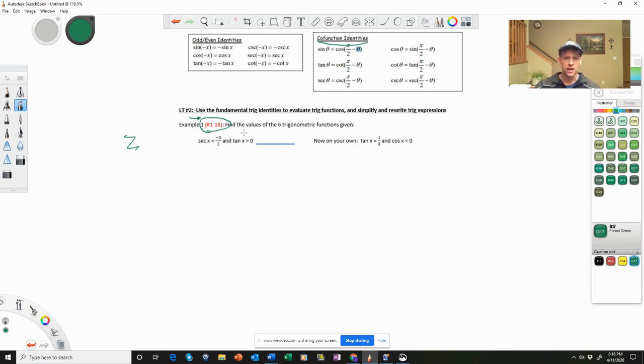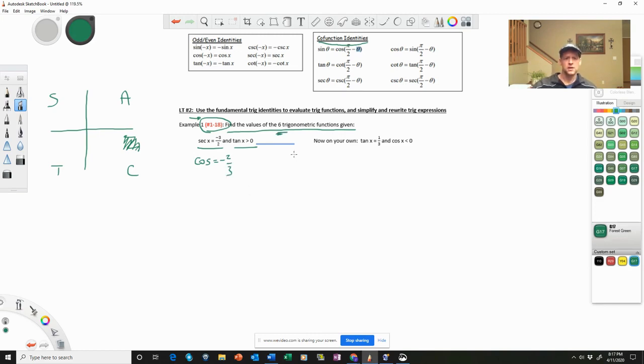So here we go. The first question is, find the value of the 6 trigonometric functions given that the secant is negative 3/2 and the tangent is greater than 0. So we did this in the past by creating a little coordinate plane. And you might recall that all students take calculus. In this particular case, it tells us the secant is negative 3/2. If you know that the secant is negative 3/2, you know quite automatically that the cosine is going to be negative 2/3.